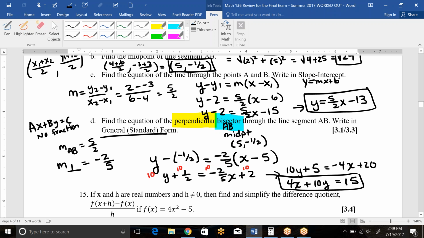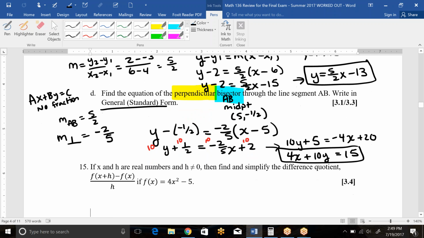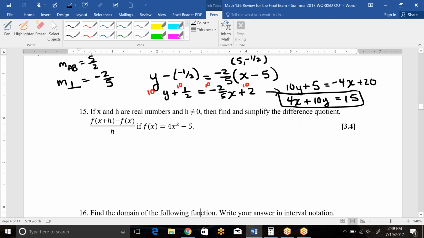So for number 15, we are doing some evaluations with functions. We're especially doing the difference quotient. Different people handle this in different ways. I like to think of the top as two separate pieces that I can work out on the side, specifically since this is a new concept for many students. When you get a little bit better at this, you just do it all in one line and work it out. But if we find these two pieces, then we can just put it on over our h. And this is our function right here.